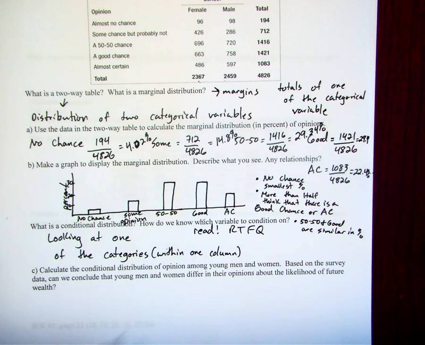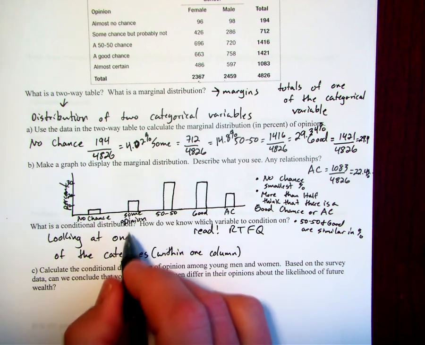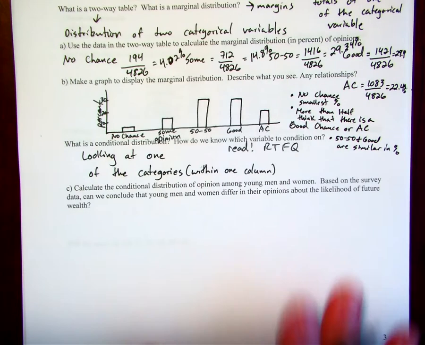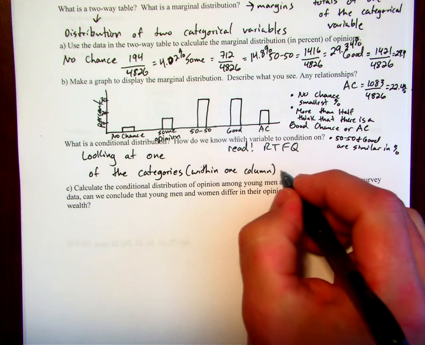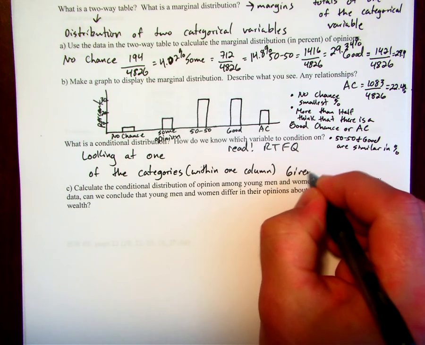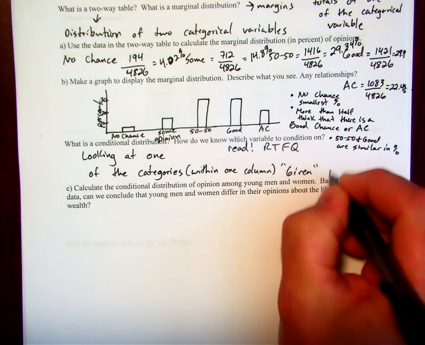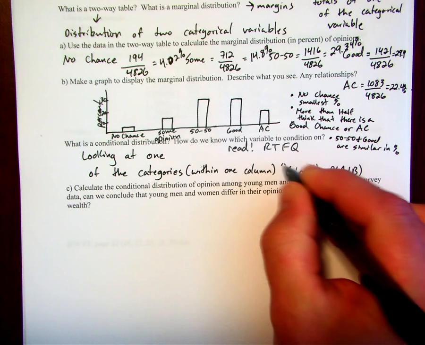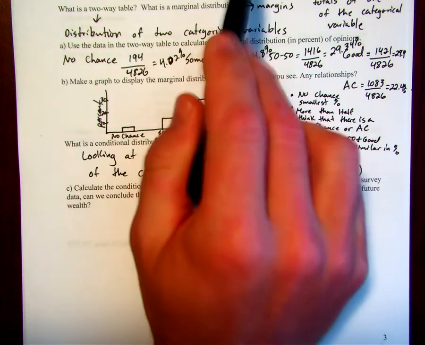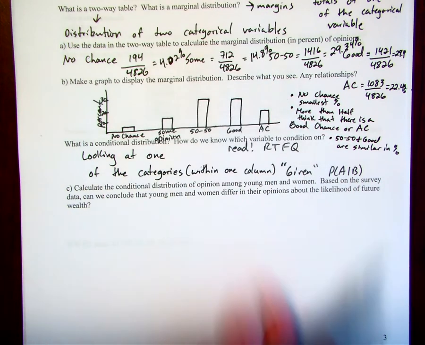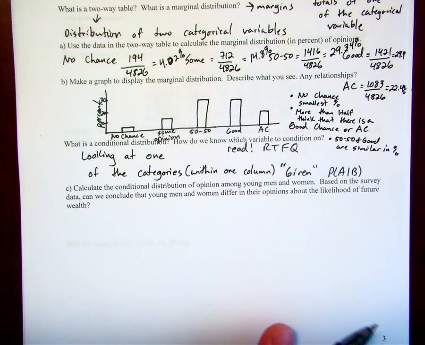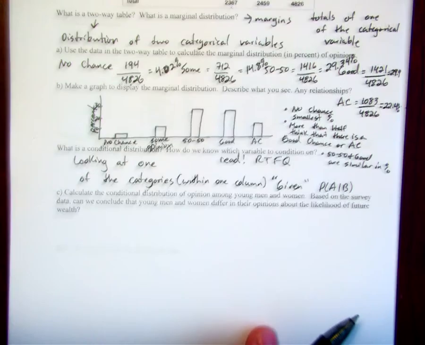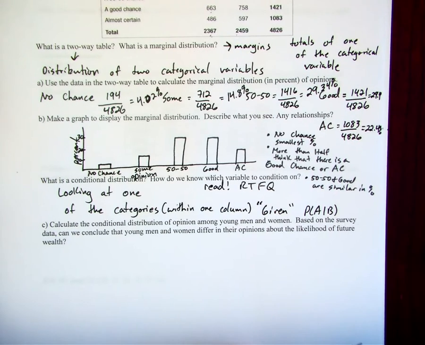That's really the big thing, all right? Within one column. Conditional distribution, for all of those probability lovers out there, because I know everyone loves probability, is really that whole given statement, that whole probability of A given B kind of thing. When you see that, given is kind of like the condition: given that you're female, what's the probability that you, how do you feel about getting rich? So that's where conditional kind of comes into play. It's all about the given. All right?